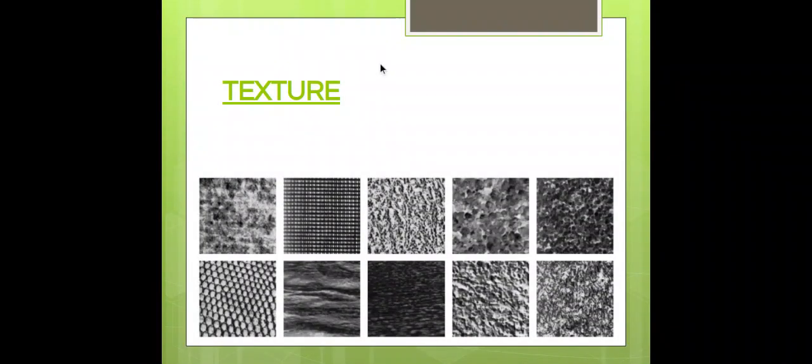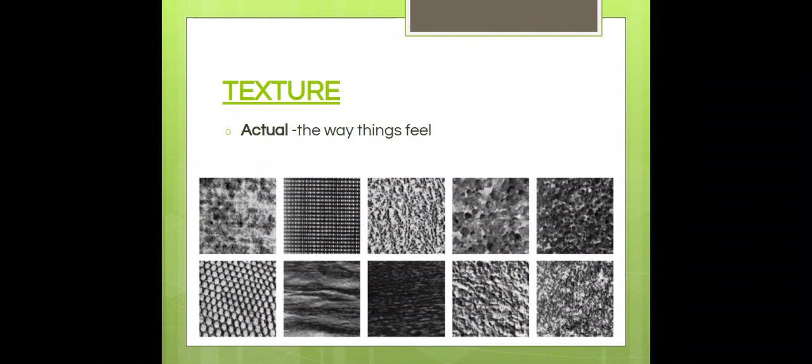And then there's texture. When we talk about texture, there's actual and there's visual texture. Actual texture is how something actually feels. If we can reach out and touch it and it feels rough or smooth or bumpy or sharp or cool to the touch, those are actual feelings of the surface.